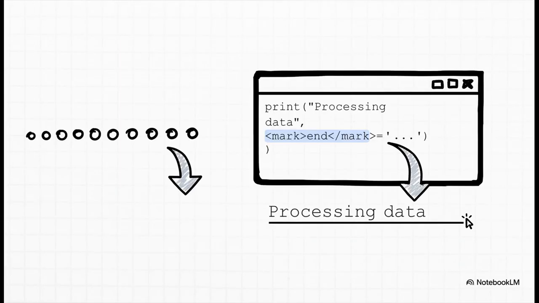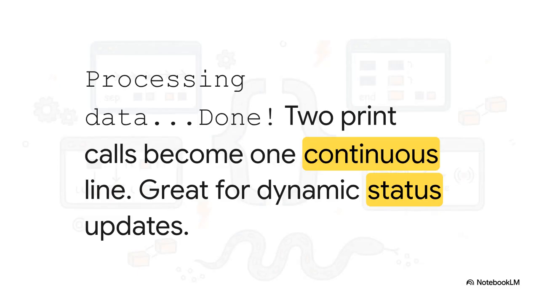So here is a classic use case, making a little progress indicator. We print "Processing data", but then we tell it end equals "...". What does that do? It stops print from jumping to the next line. The cursor just sits there, waiting. So when our next print call comes along, it picks up right where the last one left off. And there's the beautiful result. Two completely separate print calls, but they create one single, continuous line of text. This is such a powerful technique for making dynamic status updates in your scripts without flooding the console with new lines.